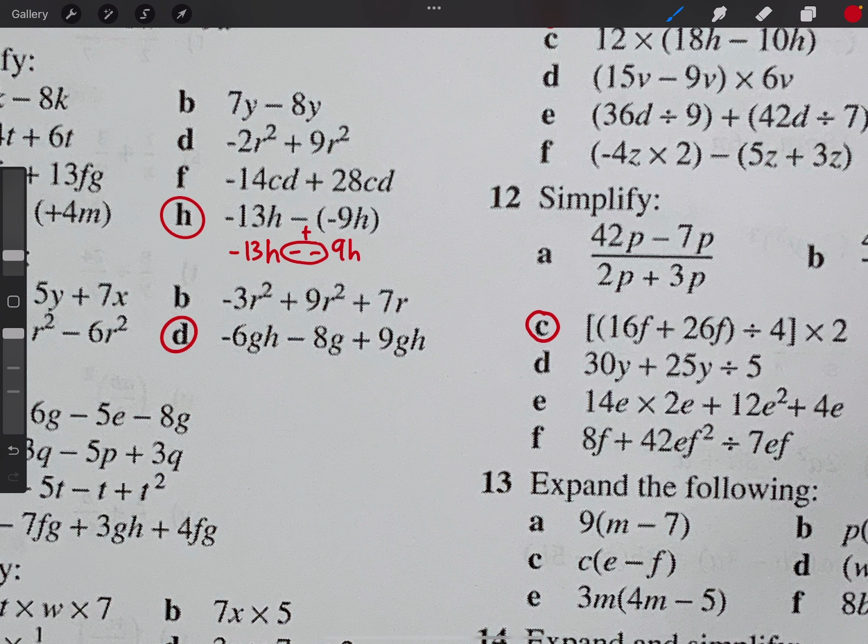So add 9, you're going to reach minus 4. So when you do this, you're going to get minus 4h. So the answer here is equal to minus 4h.